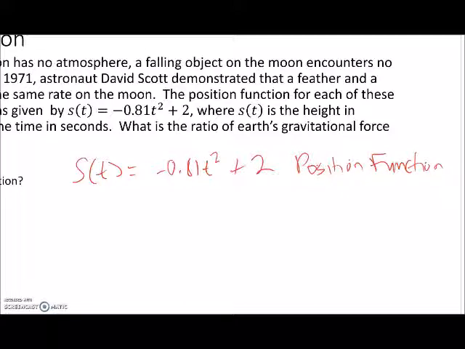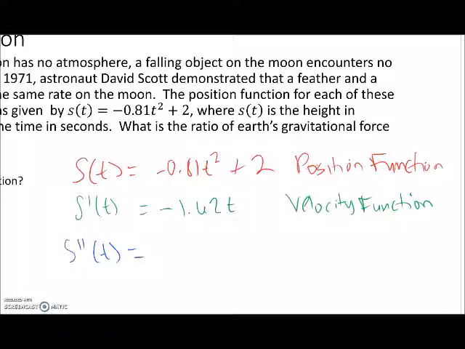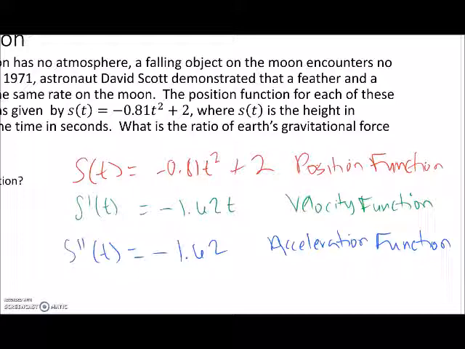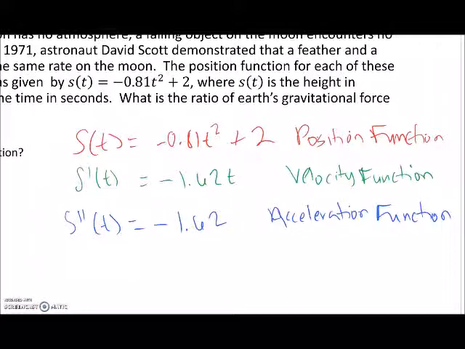When we take the derivative of this, s prime of t equals negative 1.62t. This here is your velocity function. Then when we take the second derivative, s double prime, that's just negative 1.62. And this is your acceleration. So this tells us that the acceleration due to gravity on the moon is negative 1.62 meters per second squared.